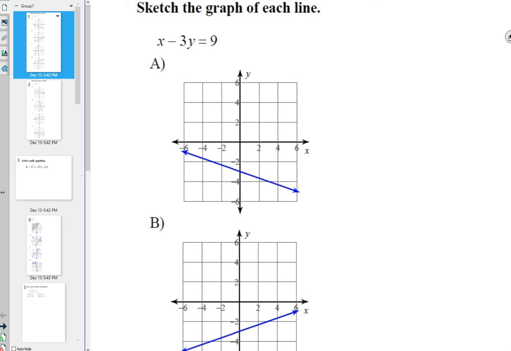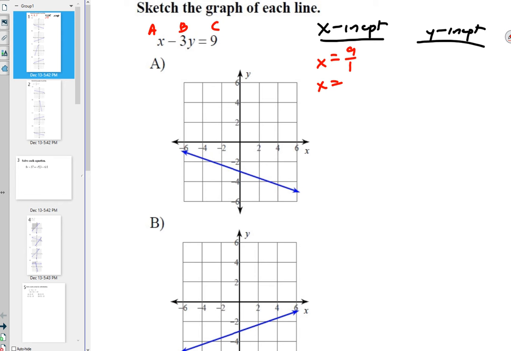To find the intercepts. So the x-intercept tells you where you cross the x-axis, and the y-intercept, where you cross the y. If a is in front here, then b is negative 3, and c is 9. The x-intercept is going to be c over a. So this is going to cross the x at 9 over 1, which is at 9. And then the y-intercept is going to be c over b. So this is going to cross the y-axis at 9 over negative 3, which is negative 3.